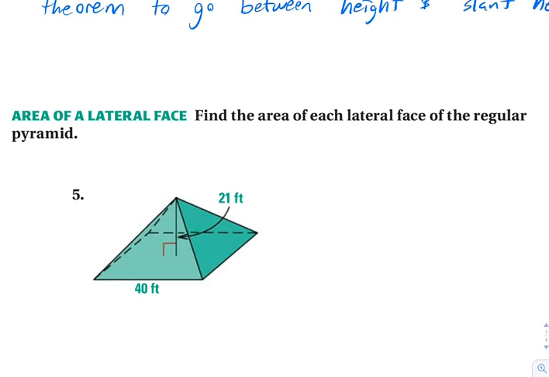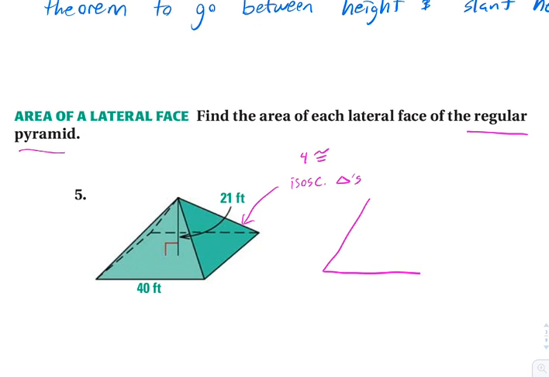This is a regular pyramid, which means each one of these is an isosceles triangle. They're all congruent, so we have 4 congruent isosceles triangles. If I draw one right now, I know the base, since it's a square, it's a regular pyramid, each one of these is 40. I know there's right angles at every corner. So I know this is 40 feet on the bottom of this triangle.